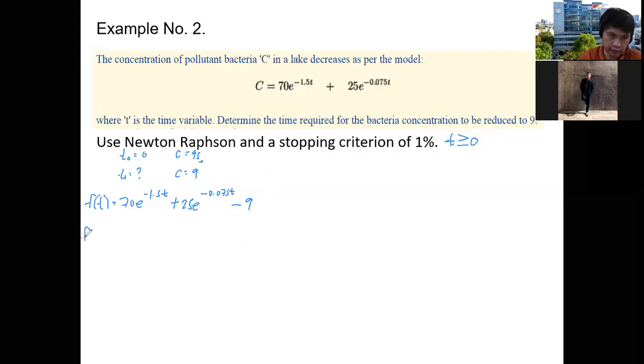Of course, we can define what is f prime of t. So recall the derivative of e to the u is e to the u du/dx, no? So this will give us 105e raised to 1.5t minus 1.875e raised to negative 0.075t. Okay.